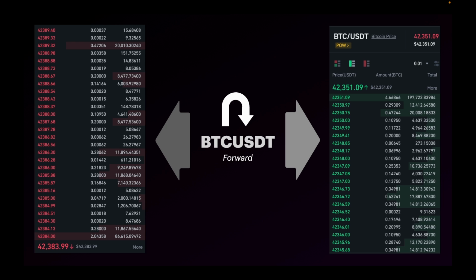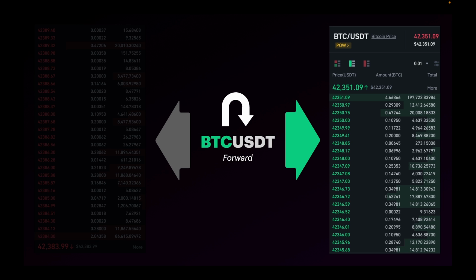So if I'm swapping from BTC to USDT on a forward trade, I'm selling my BTC for USDT. And remember, I'm always going to get the worst deal. So the more I sell my BTC, the less value I get back in USDT because I eat up the order book. Therefore, I'm using the bids order book because I'm selling to the bids. A forward trade is selling to the bids.